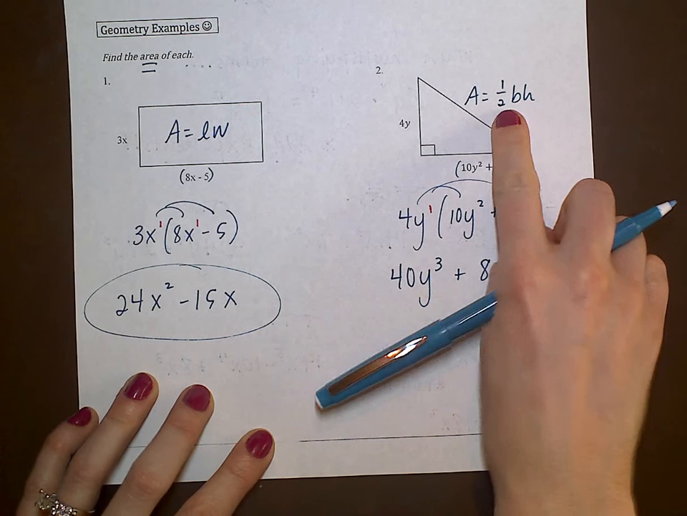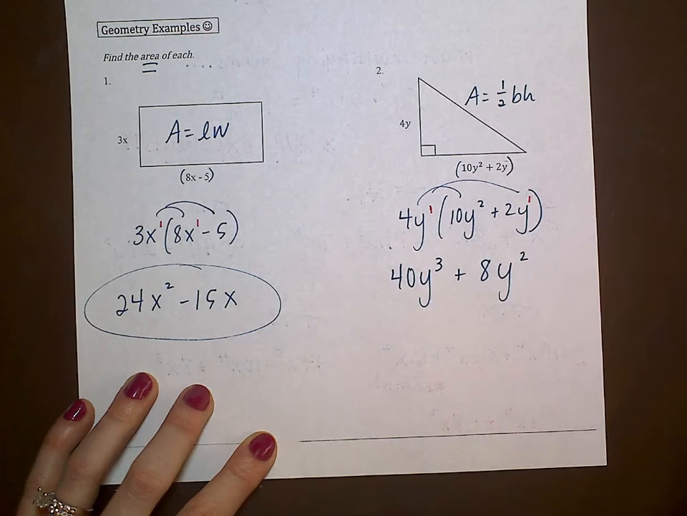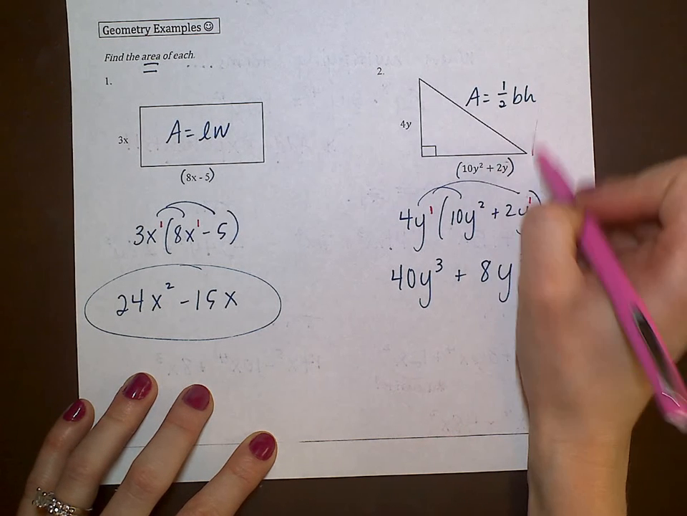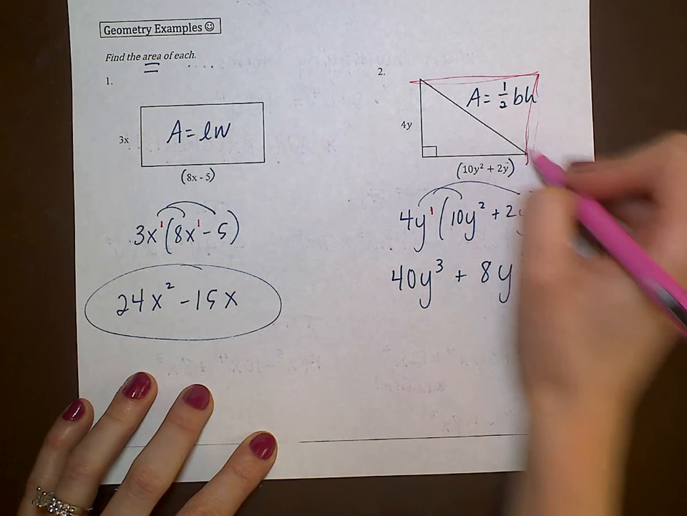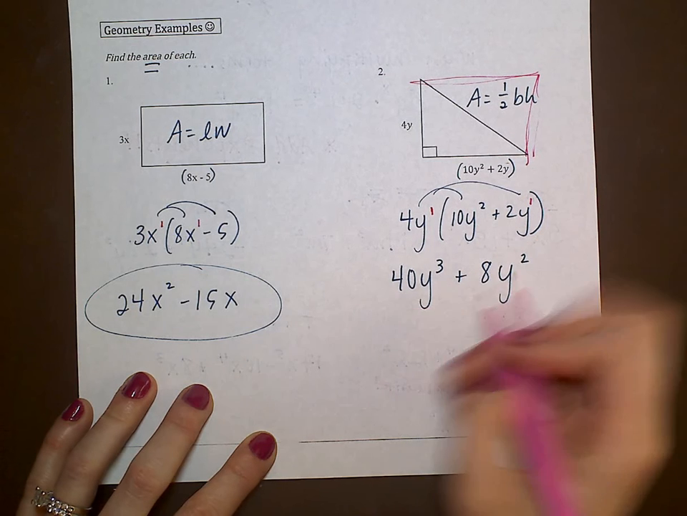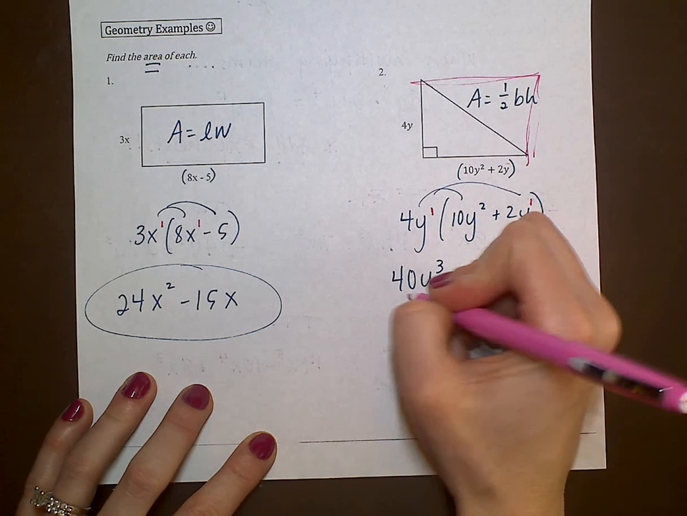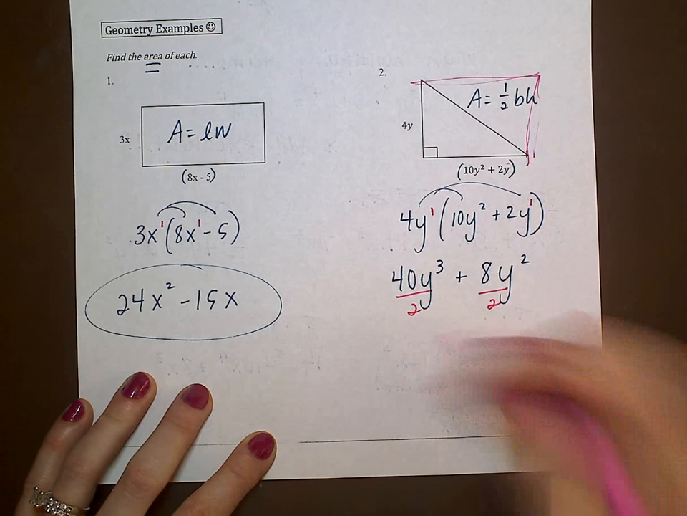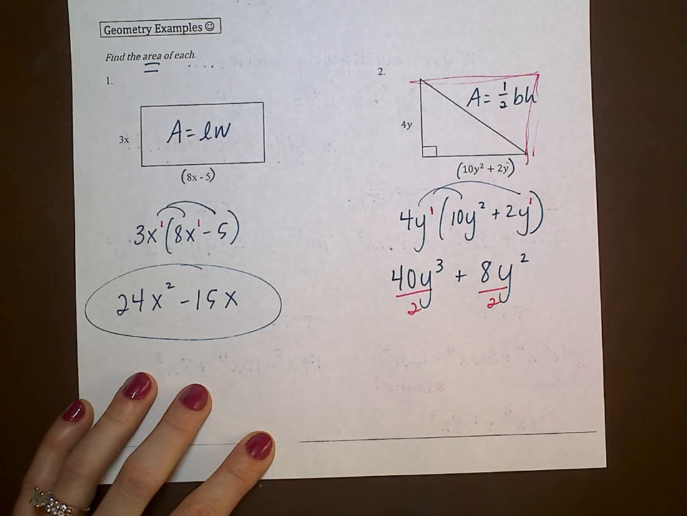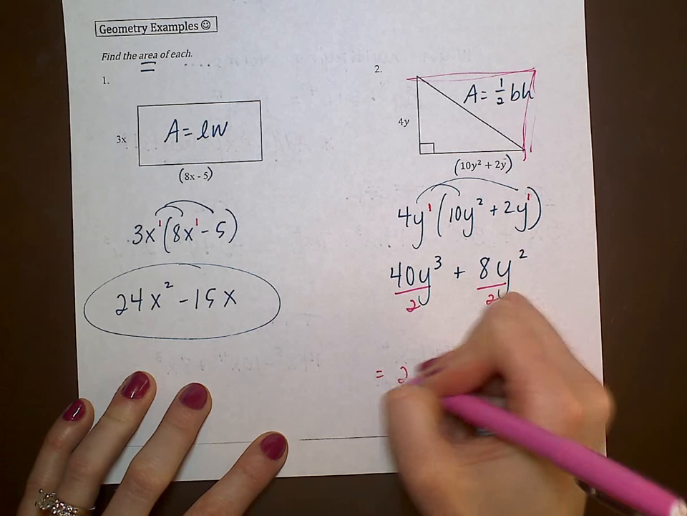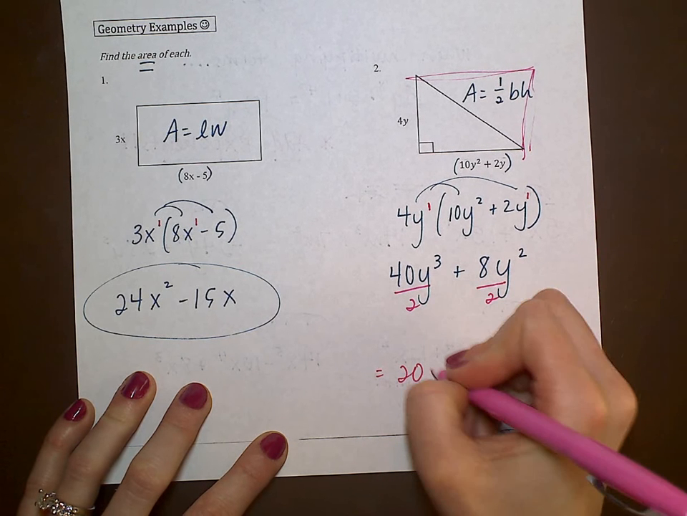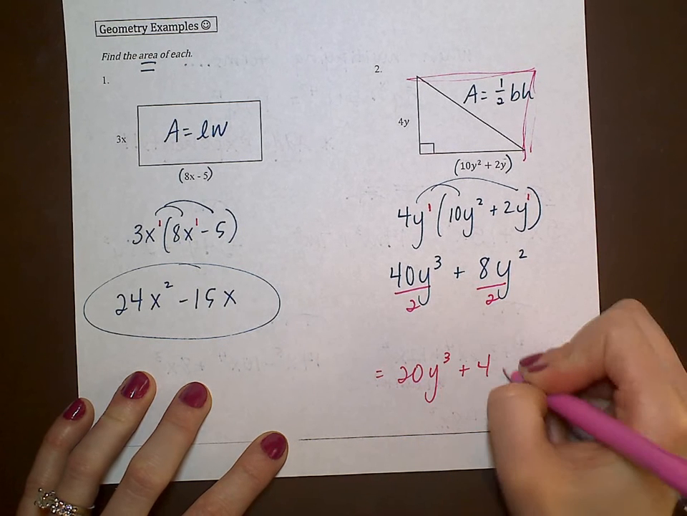Then I would worry about the half part. If you stopped right there, that'd be the area of this whole thing. But obviously I want to cut that in half. So another way to cut in half would be just to divide both terms, or whatever terms were there, by 2. That's taking half of them. So the answer would then just be 20, don't change the y's, plus 4y squared.